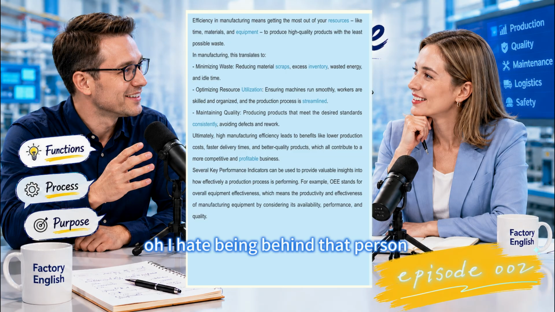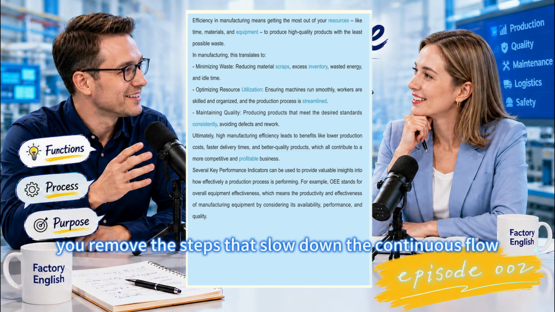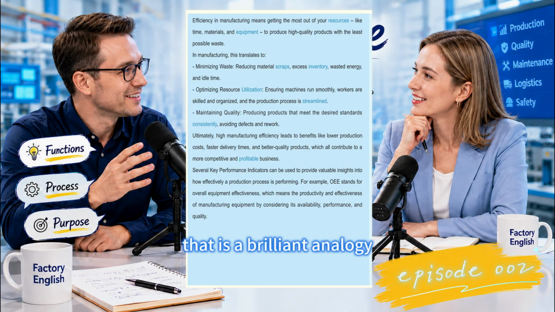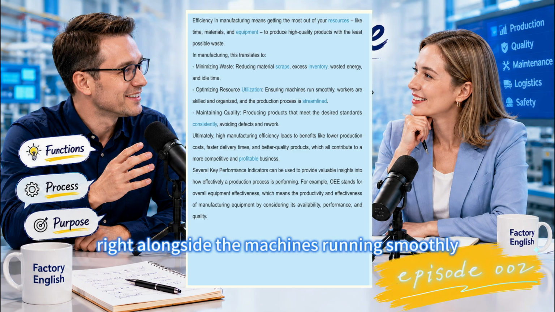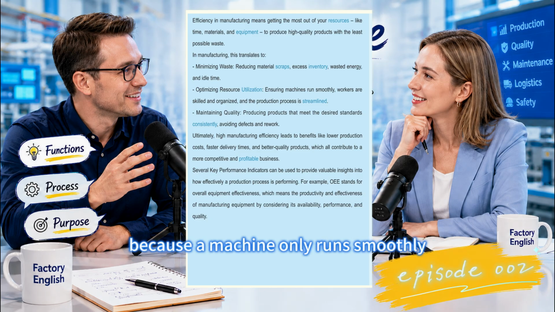Oh, I hate being behind that person. Right. But a streamlined process is where you're taking your shoes off and prepping everything while you are still moving through the line. You remove the steps that slow down the continuous flow. That is a brilliant analogy. And notice how the text connects skilled and organized workers right alongside the machines running smoothly. Yeah, it puts the humans and the machines in the same breath. Because a machine only runs smoothly if the human operating it is properly trained. If a worker isn't organized, that million-dollar machine is useless.